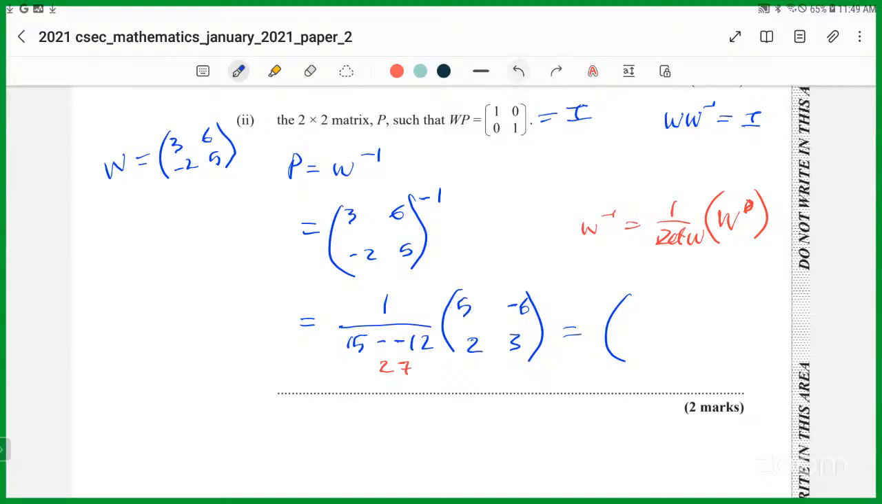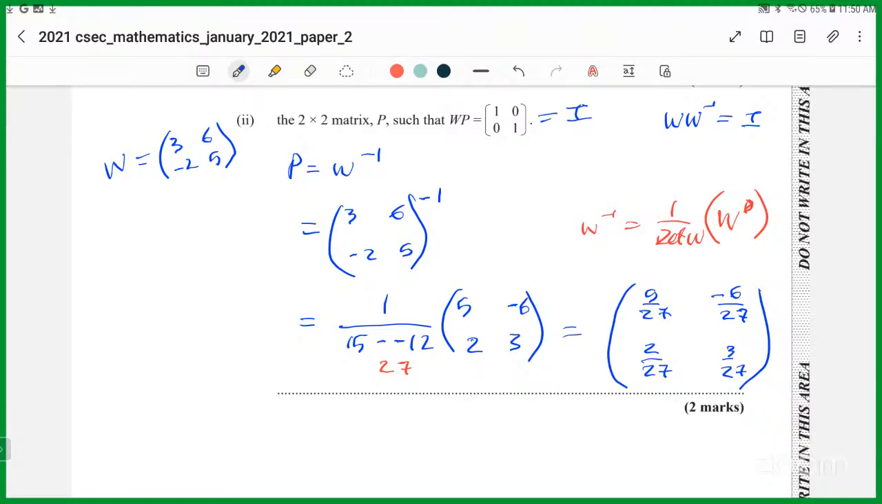So you're going to get 5 over 27, negative 6 over 27, 2 over 27, and 3 over 27. And this is your inverse matrix of W. Because if the product of these two matrices is equal to I, then it means that they are inverses of each other. So P is the inverse of W and W is the inverse of P.